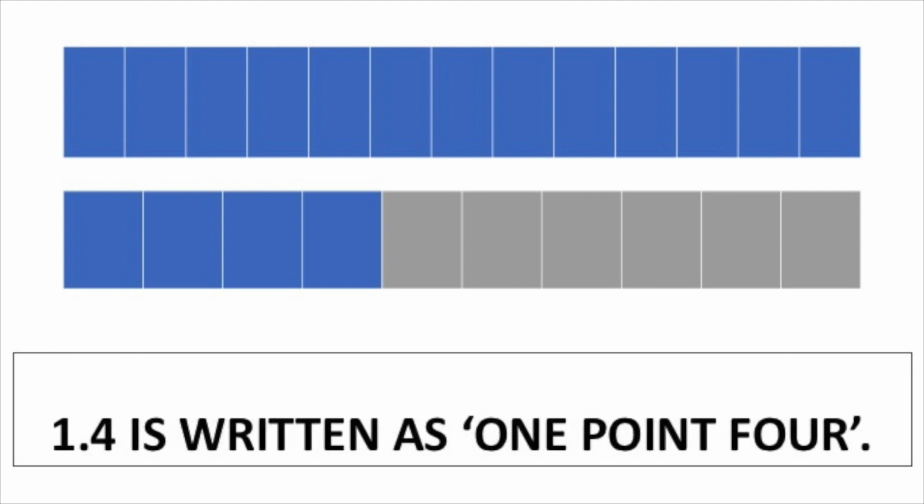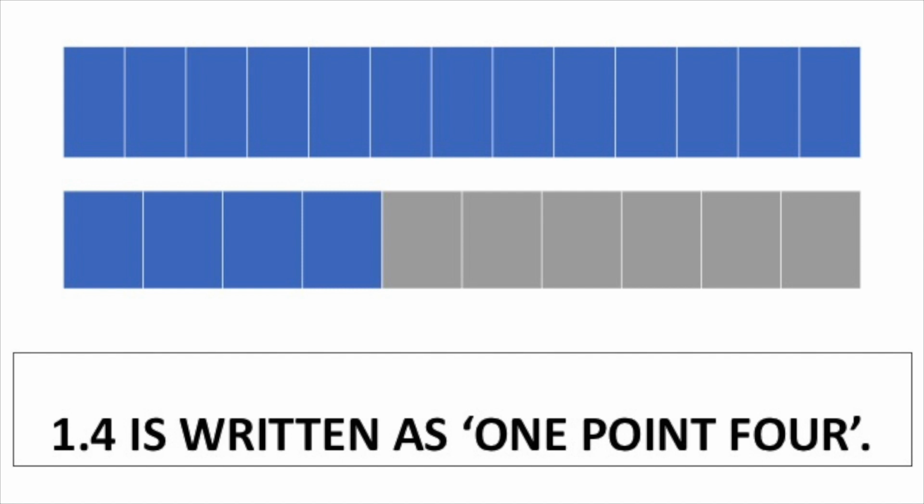And as we know by now, by writing decimals, 1.4 is written as 1.4. Because if you look, the first digit, 1, is the whole. The second word is the point. And then the third digit is the fraction. How many?